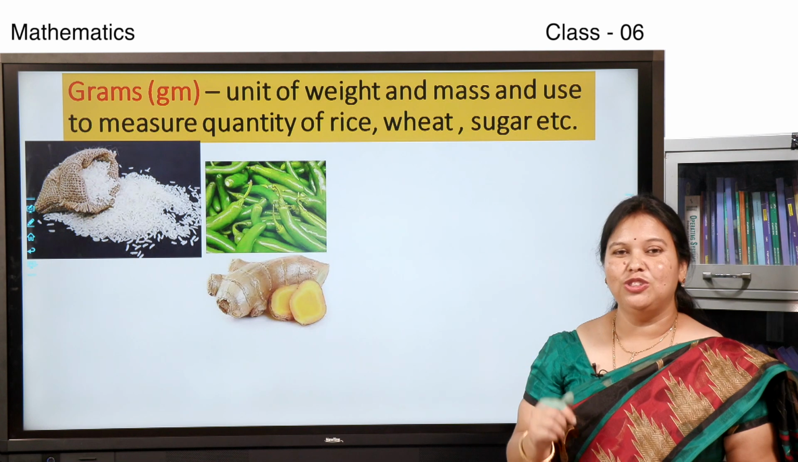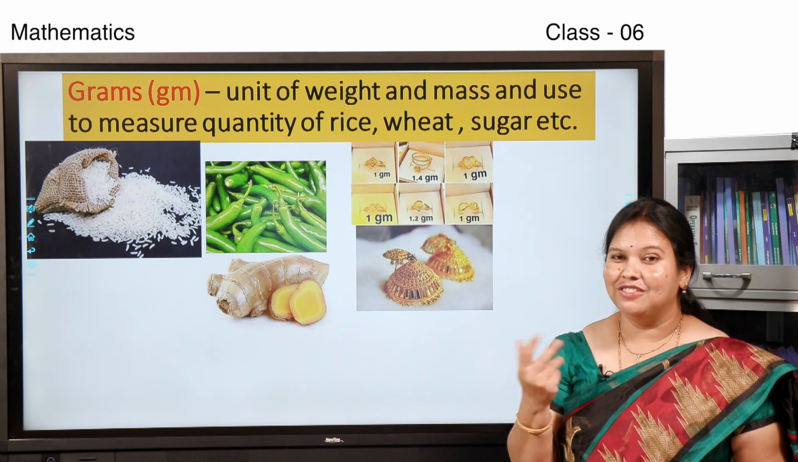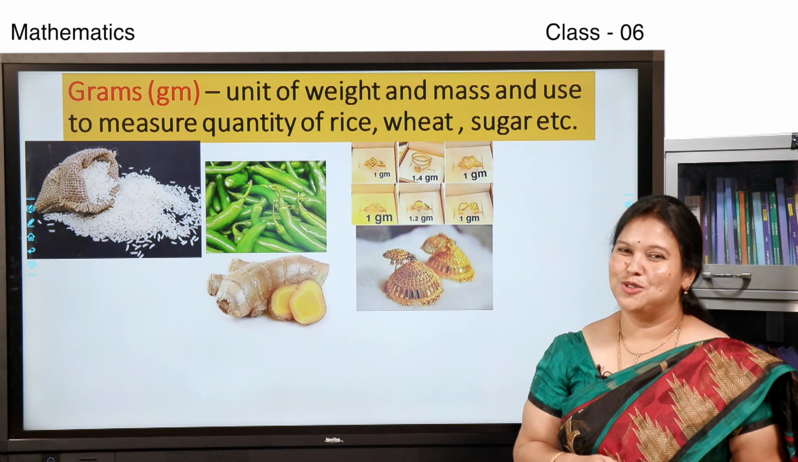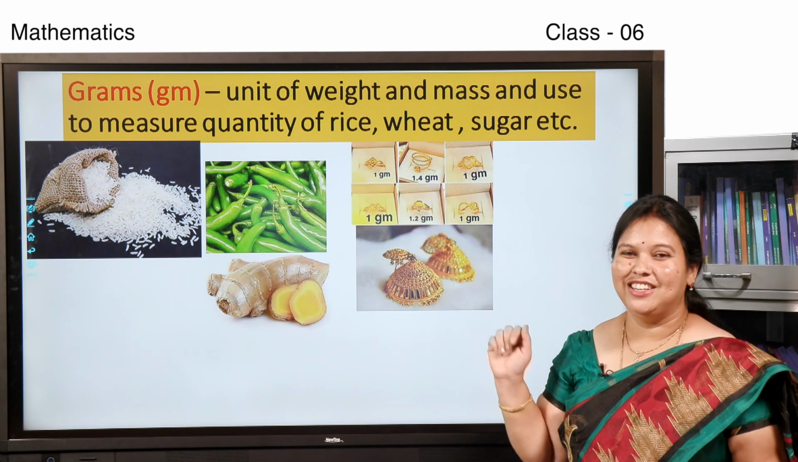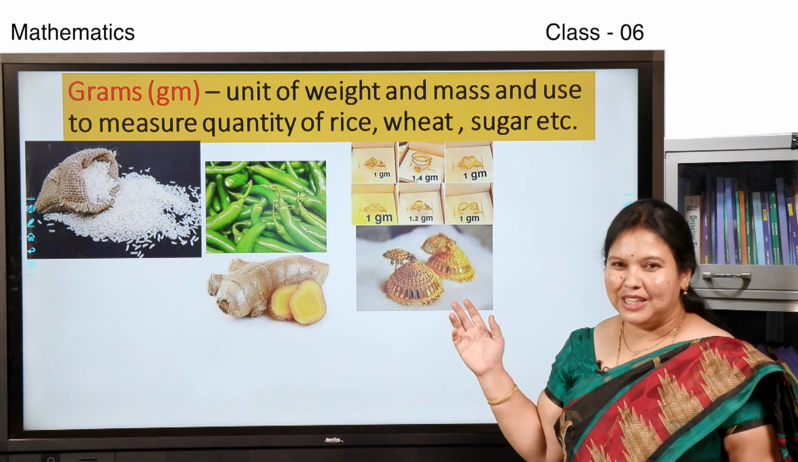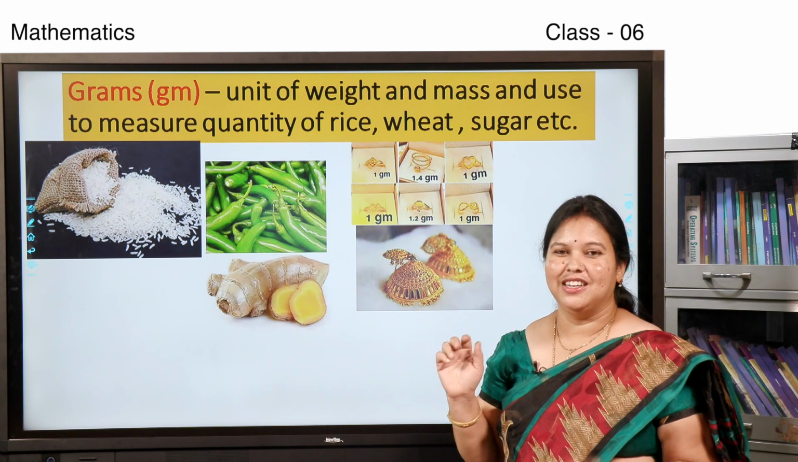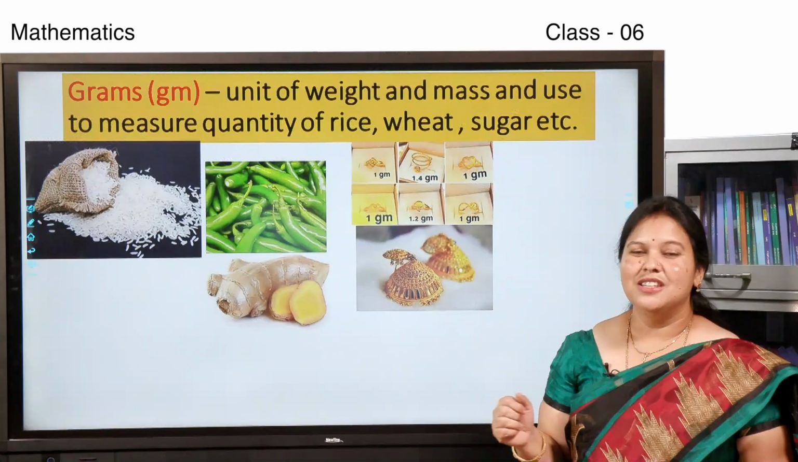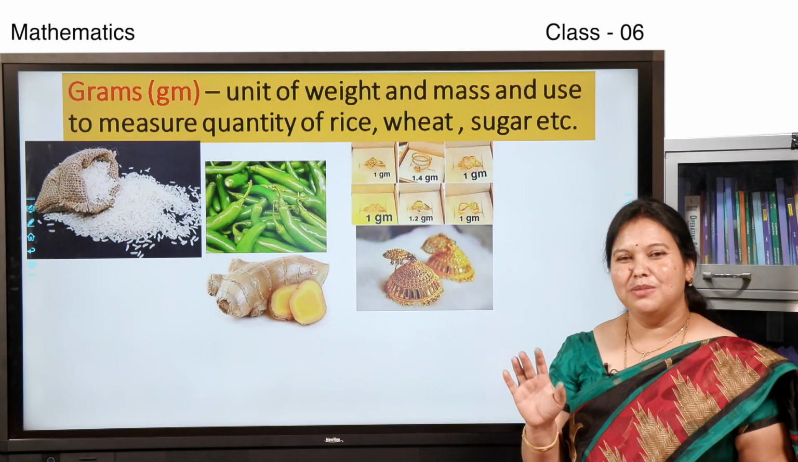Suppose if we want to buy gold, what would be the weight? Is it 10 kgs or 20 kgs? No, because it is very costly. Usually we buy gold in grams or milligrams like 50 grams, 70 grams, 20 grams. Some are very light in milligrams too.